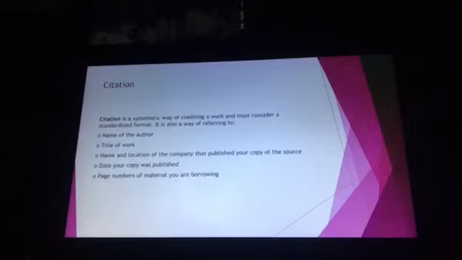Structure of review of related literature and studies. There are 4 main components in constructing RRL. The first one is introduction. Introduction is where you describe the general importance of all presented research articles. The next one is citation. Citation is a systematic way of crediting a work and must consider a standardized format.